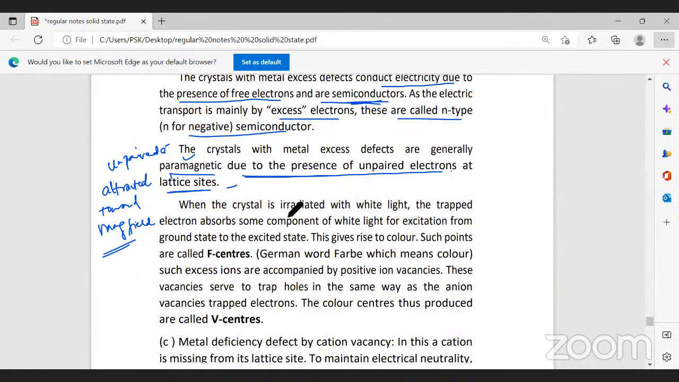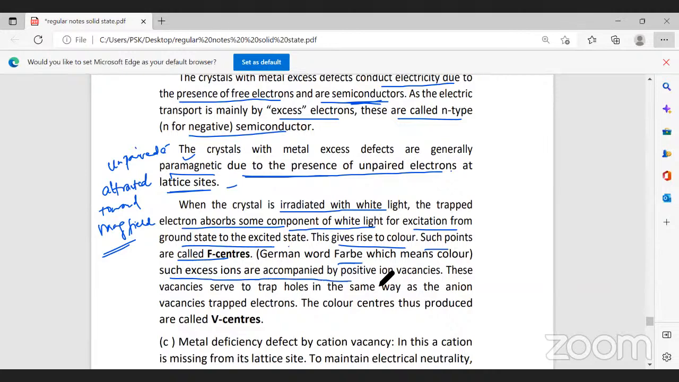When a crystal is irradiated with white light, the trapped electron absorbs some component of white light for excitation from the ground state to the excited state, and this gives rise to color. Such points are called F centers. I taught you this. Farbe, F means Farbe, which means color in German.